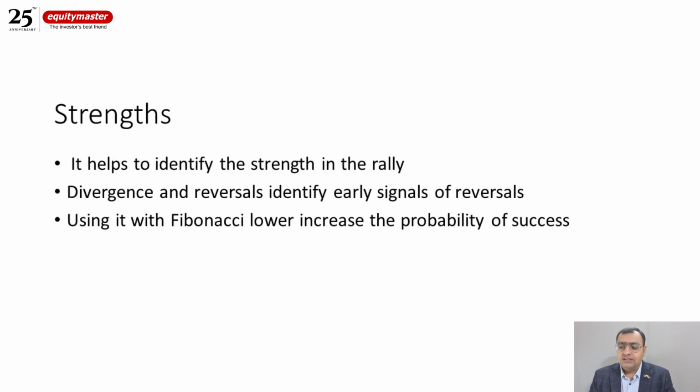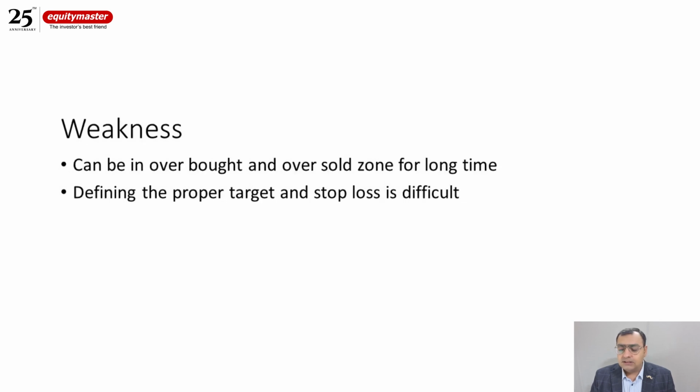Well, coming to the strengths, it helps you identify the strength in the rally. RSI divergence and reversals give you early signals of trend changing. Using Fibonacci helped me a lot. You can try it out at your end. Again, there are some weaknesses with this. It can be in an overbought or oversold zone for a long time, so you need to keep a watch on that. The major problem with RSI is you don't get defined targets and stop losses. That's the bigger problem, so you don't know where to keep the stop loss. So that's the reason I've kept 15% as my capital stop loss over here.